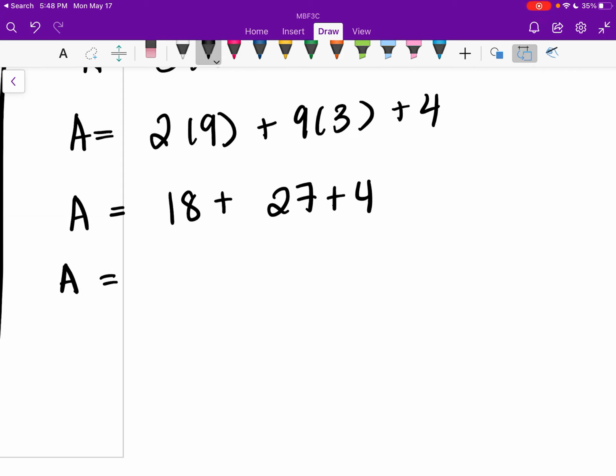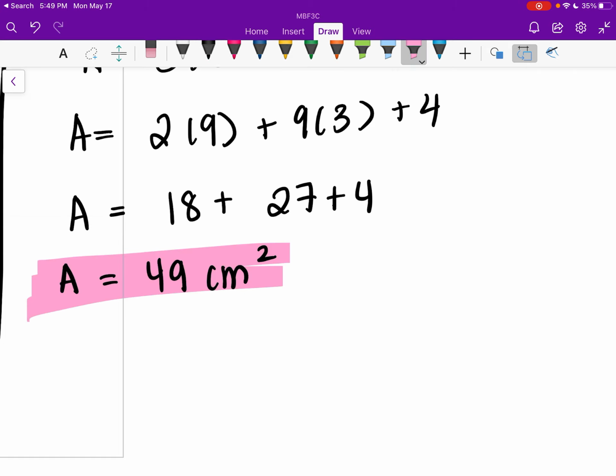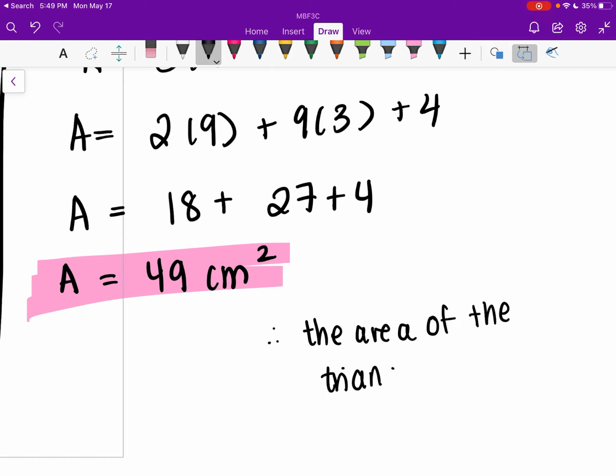And then you always do addition last, so just add everything together. So I have 18 plus 27 plus 4, and all of that together gives me 49 centimeters squared, and that is my area of that triangle. Therefore, the area of the triangle is 49 centimeters squared.